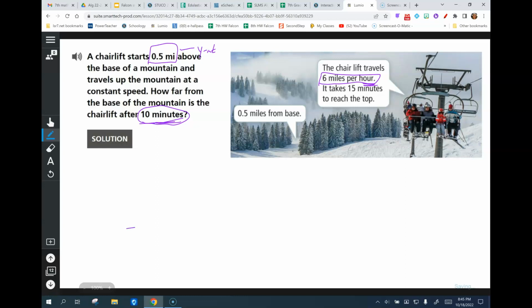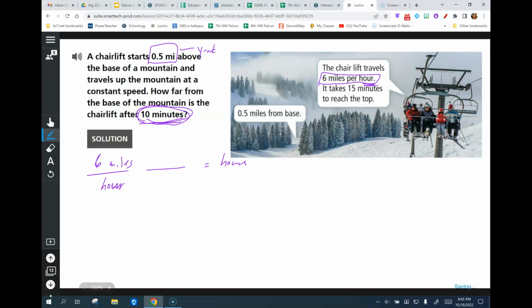So we start off at 6 miles per hour. Okay, and that says the word hour. Now we have to have it end up in hours because that's what this is talking about. So we're going to have to convert the minutes. Okay, so we want to end up in miles per minute, right? Because we want to find out how much it is in minutes.